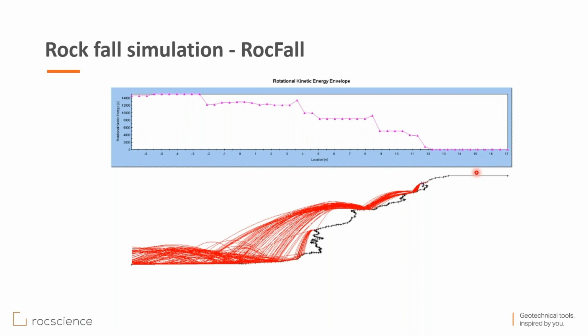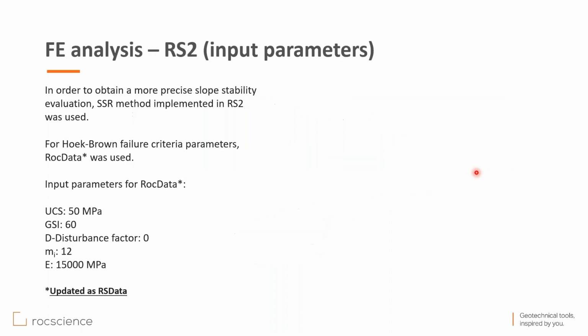And also from the rockfall simulation, you can have multiple types of envelopes. I put here the rotational kinetic energy envelope. You can have the height of the rocks which are falling and bouncing, and multiple types of analysis. I will not go into detail because it's not the main topic of our webinar.